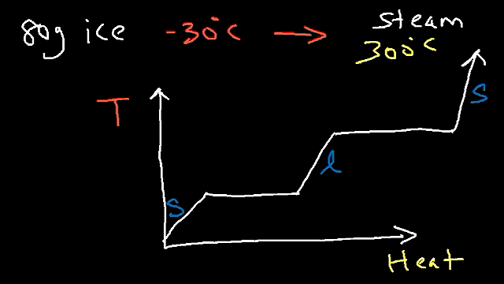On the horizontal line, we have the solid and the liquid phase coexisting. So the temperature that corresponds to it is 0 degrees Celsius. On the second horizontal line, we have the liquid and the gas phase coexisting. So let me write, instead of writing S for steam, I'm going to write G for gas.